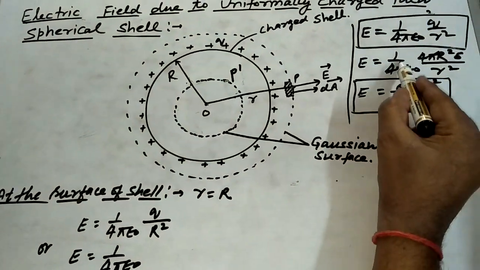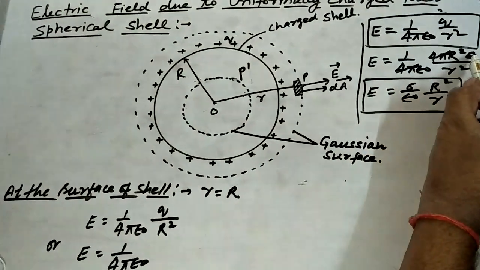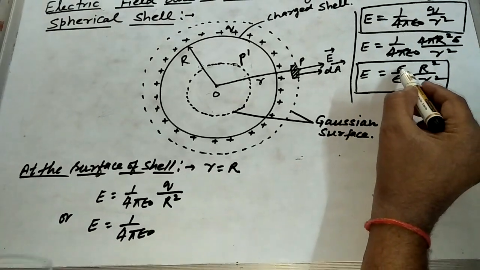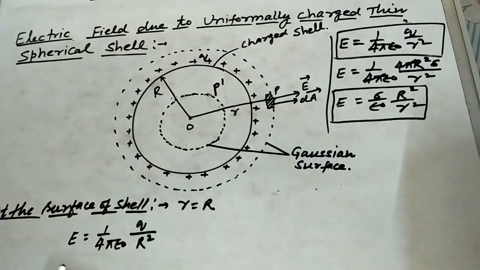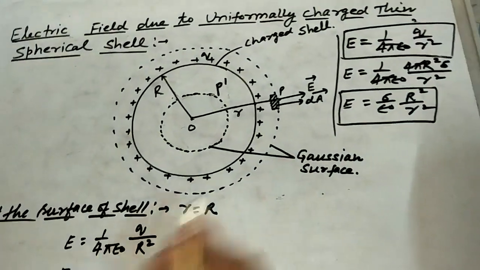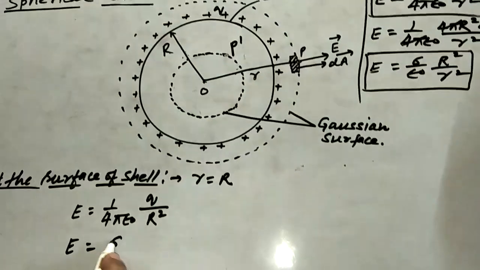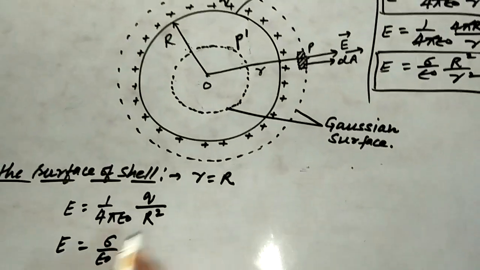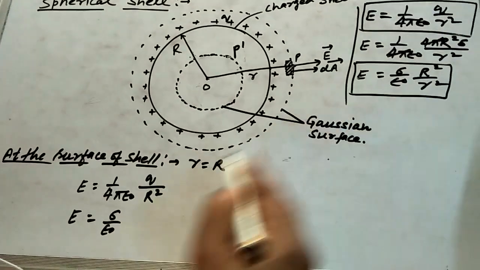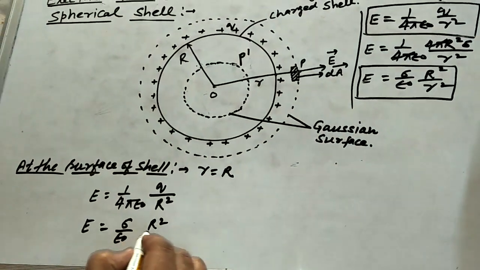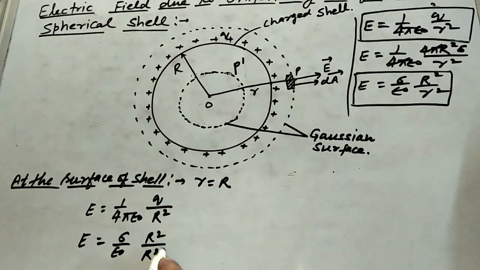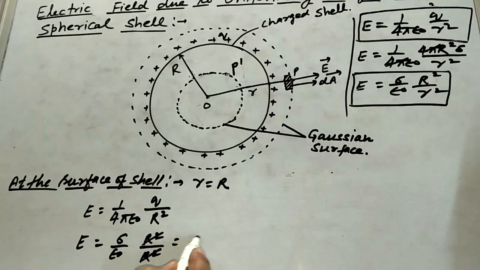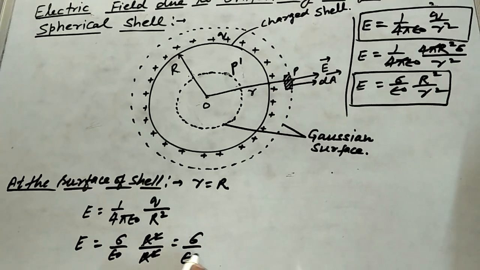Here 1 upon 4 pi epsilon naught. This one you can write here, or simply in place of this one directly you can write from here, E is equal to sigma upon epsilon naught, and in place of small r, this one is capital R square, and here in place of small r also write capital R square. So both cancel. You can write here sigma upon epsilon naught.